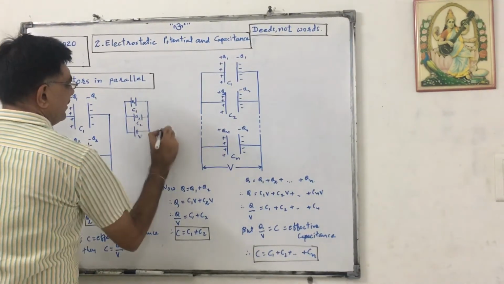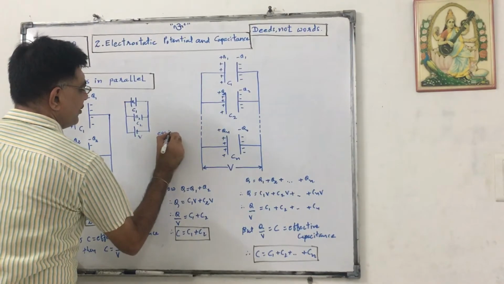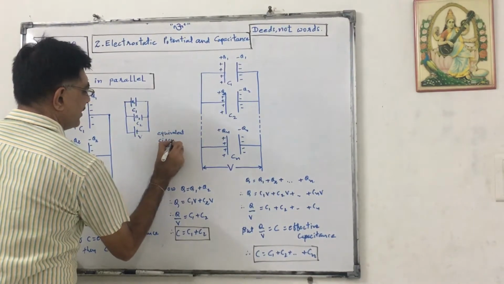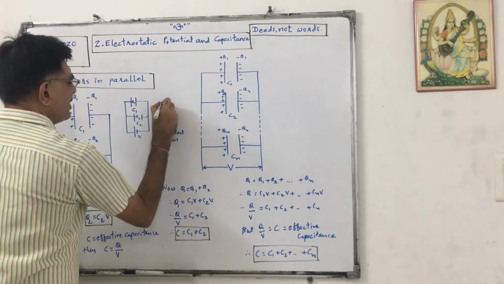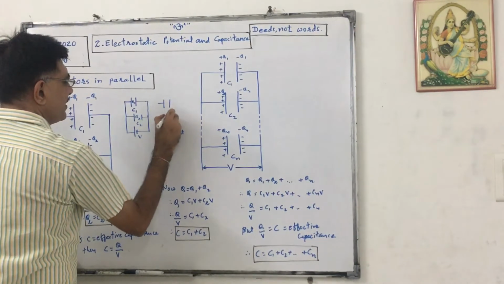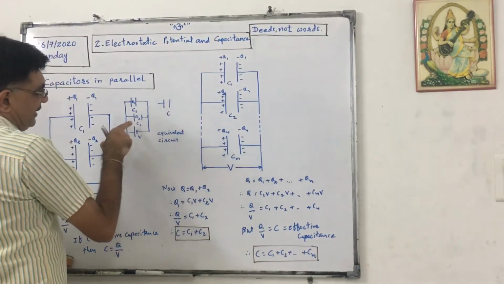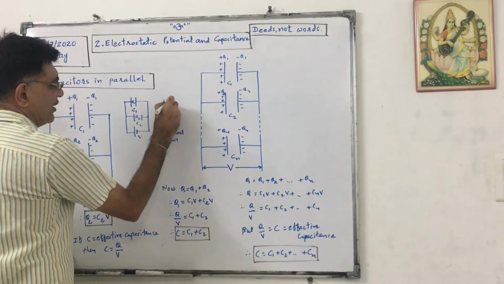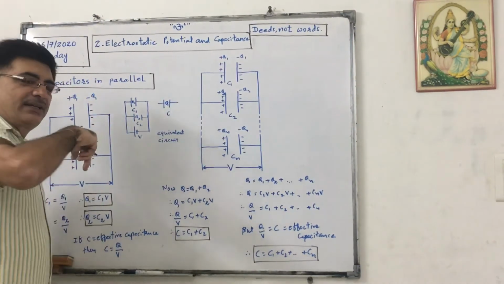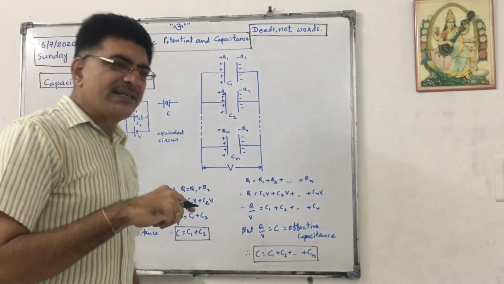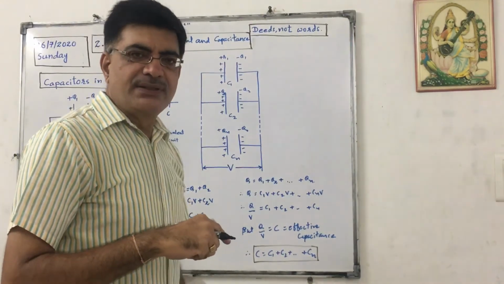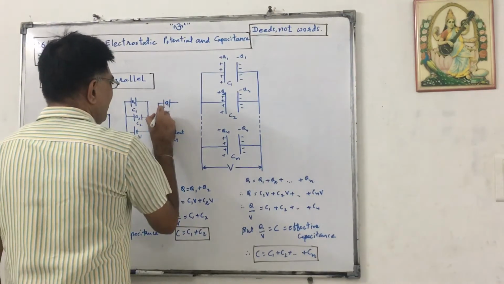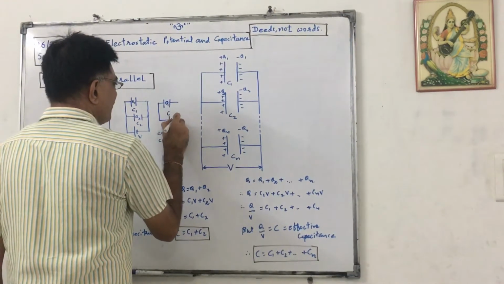And the equivalent circuit can be drawn like this. The equivalent capacitance is C. See here, as Q1 and Q2 will be added, the net charge is Q here. In series, in each capacitor as well as in the effective capacitance, the charge was Q. Here it is different, but the potential difference is the same.